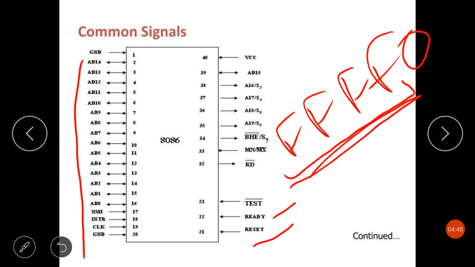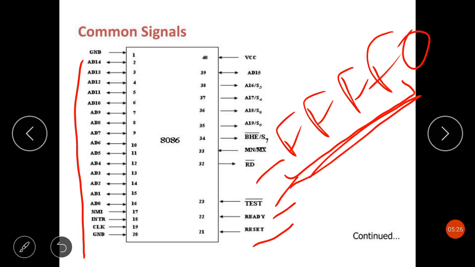The next pin is TEST bar. This signal is only used by the wait instruction. The 8086 microprocessor enters into a wait state after execution of the wait instruction until a low signal appears on the TEST bar pin. The next pin is RD bar. RD bar is low whenever the 8086 microprocessor is reading data from memory or an input output device.